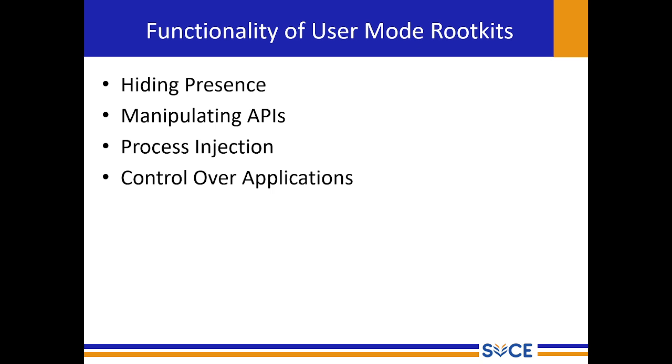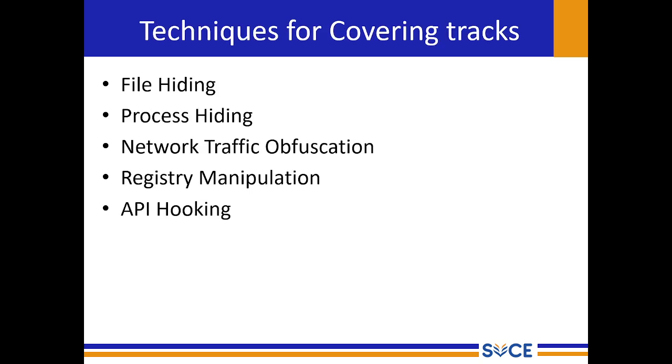Process injection. User mode rootkits may inject malicious code into legitimate processes, which in turn allows them to run stealthily and leverage the permissions of those processes. And they may gain control over applications by manipulating them to perform unauthorized actions such as capturing keystrokes, taking screenshots, or exfiltrating sensitive data.